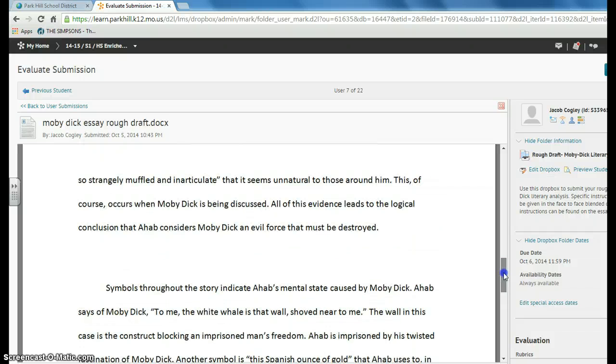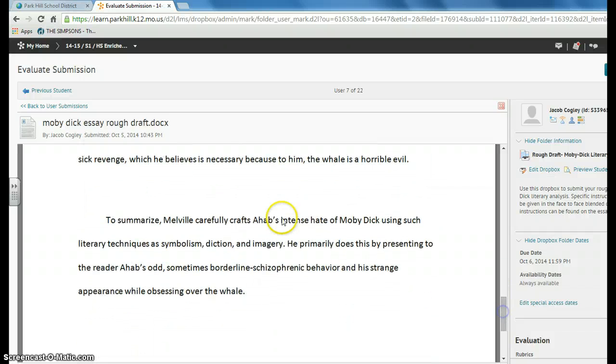Let's see here. If we scroll down to summarize, you did, or you could put conclusion, actually. You did restate your thesis, that's good. You want to kind of restate the things that you talked about in the paper. So Melville portrays Ahab as insane along with his feelings that Moby Dick is evil, which ultimately leads to the end of the story.